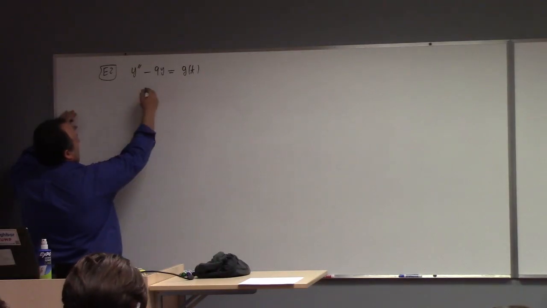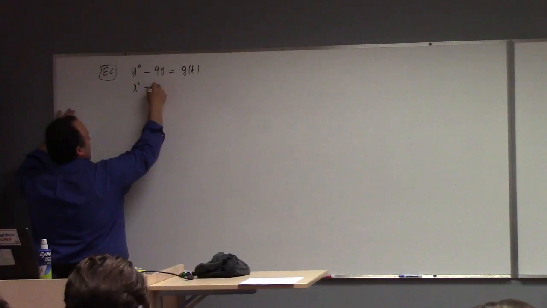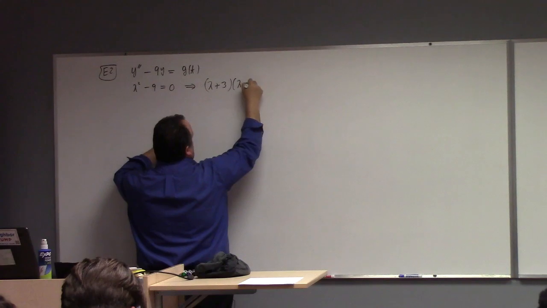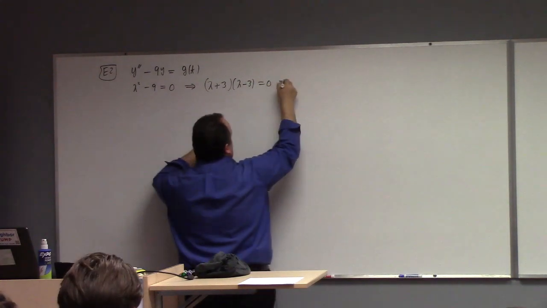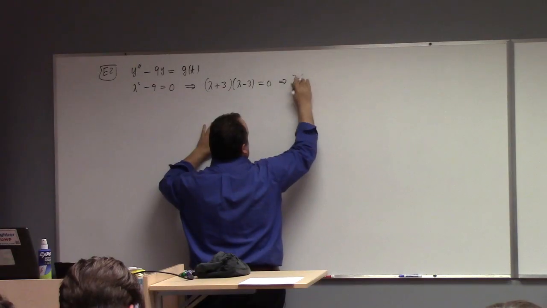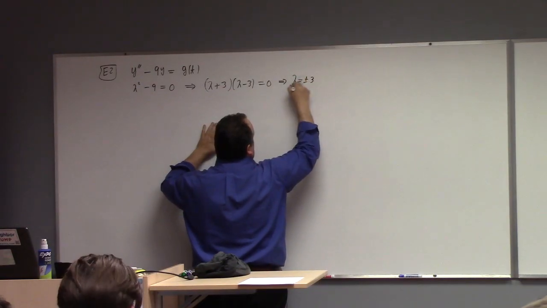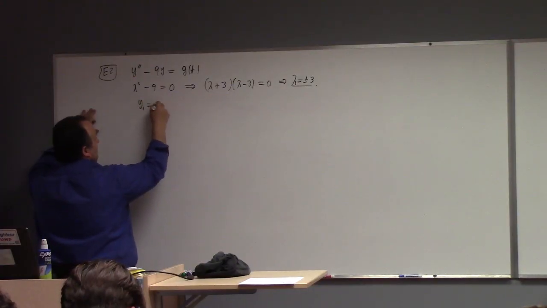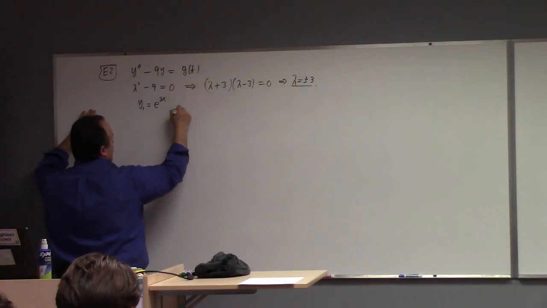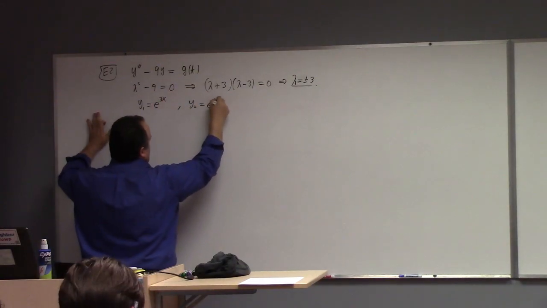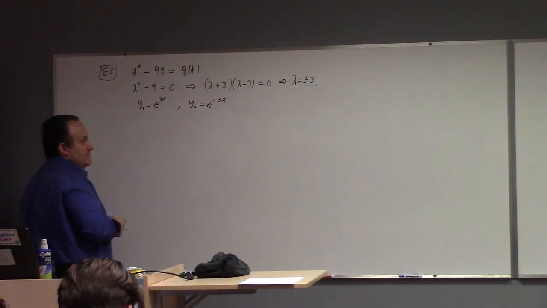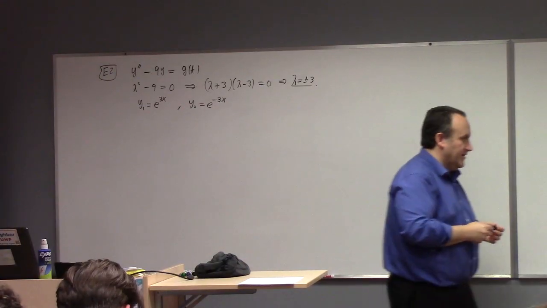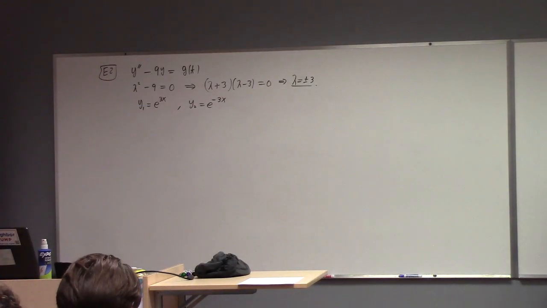So how about this? We have lambda squared minus 9 equals 0. So lambda plus 3, lambda minus 3 equals 0. However you want to see it, we have plus or minus 3, right? So what's my fundamental solution set? I got y1 is e to the 3x, and y2 is e to the minus 3x, right? Right or wrong? Well, if I'm asking the question, it's obviously wrong. Why is it wrong?